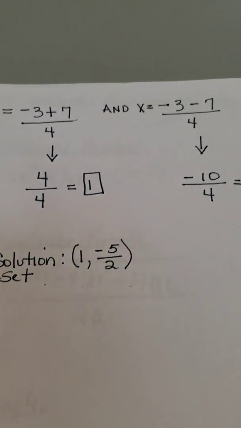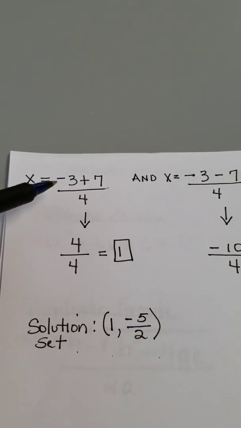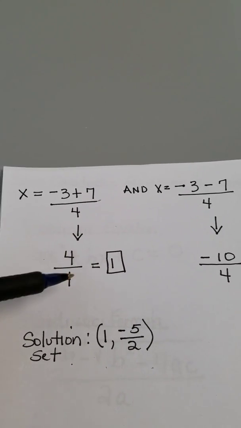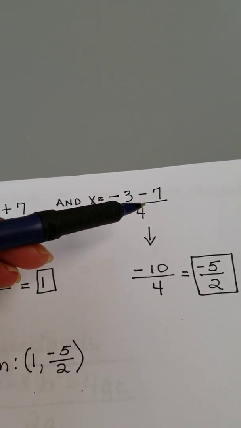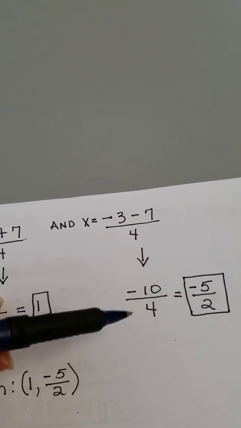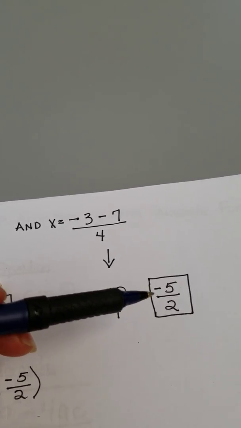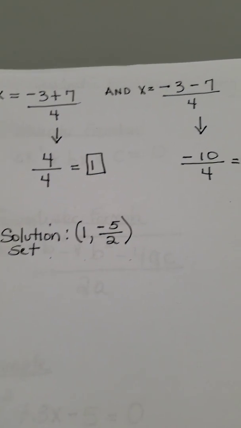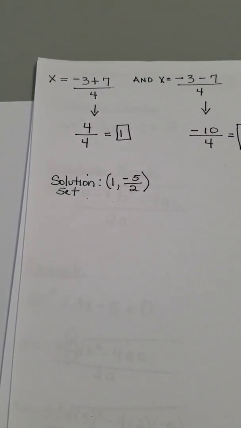So x equals negative 3 plus 7 over 4. Right? So negative 3 plus 7 gives me a 4, and I brought down a 4, so 4 over 4 equals 1. And x equals negative 3 minus 7 over 4. So negative 3 minus 7 is negative 10 over 4, which when I simplify it gives me negative 5 over 2. Okay? So my solutions for both of these are 1 and negative 5 over 2. And this is my answer for my example that I shared with you.